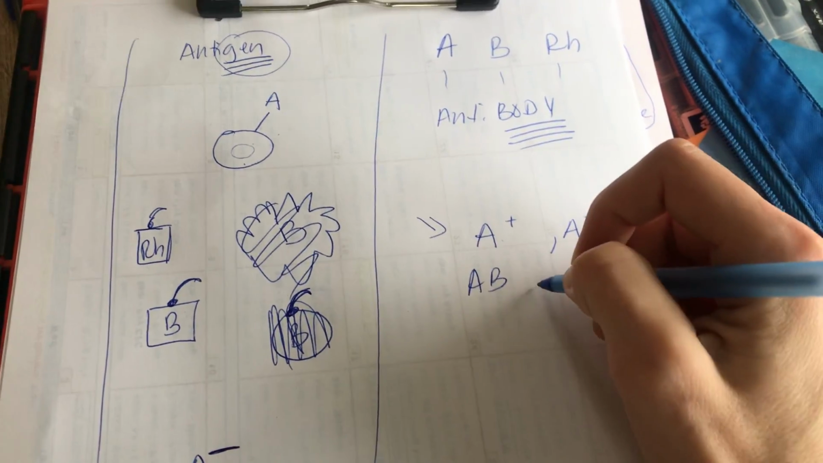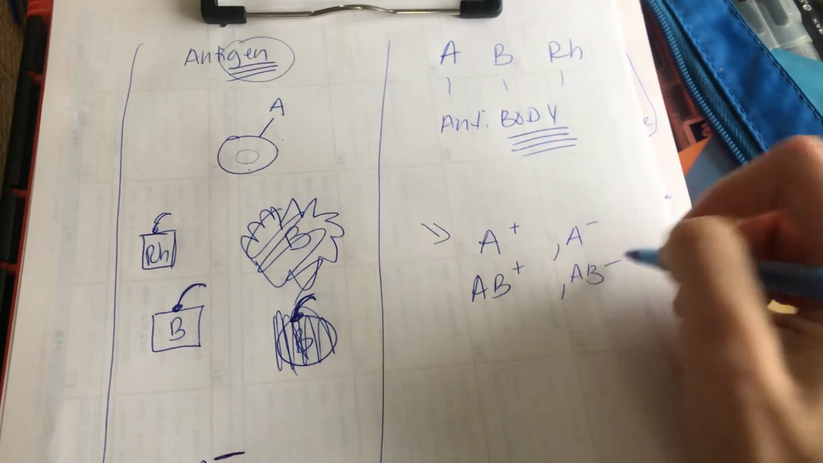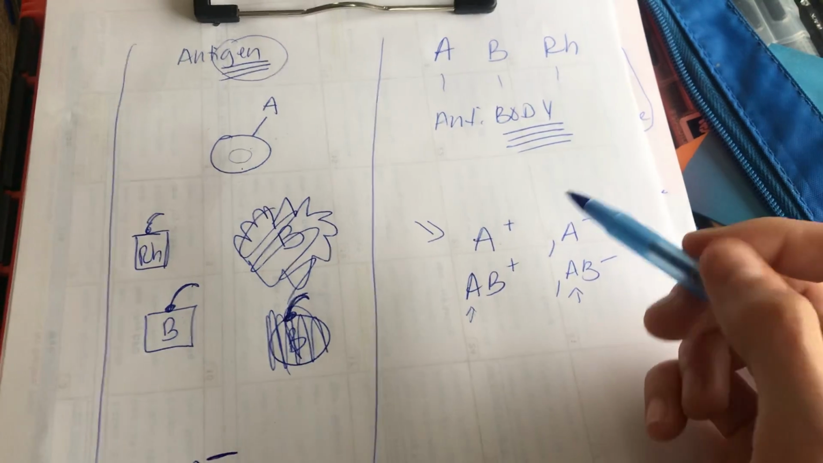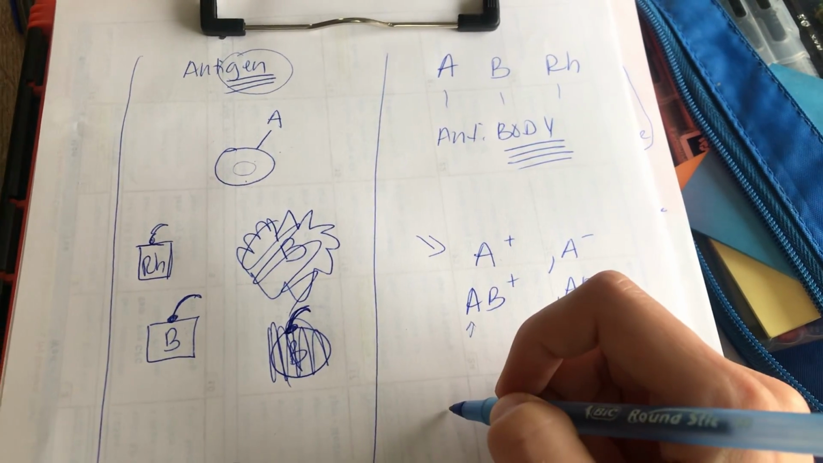So anyway, I'm getting a little off track. So AB positive or AB negative could work because you already have the A. You already have the A. So could you donate to somebody who has O?